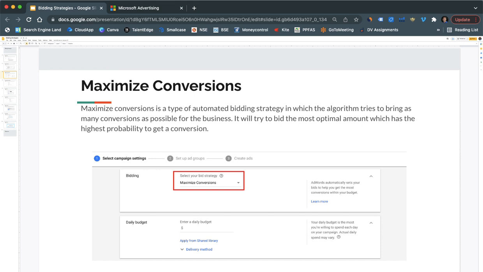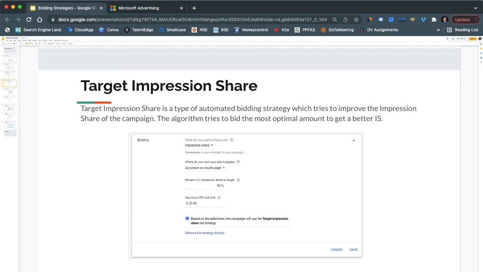In the same manner, there is another bidding strategy which is Maximize Conversions. Now, this bidding strategy's focus is on conversions. So in this, the programming code tries to run the ads in such a manner that it tries to increase the probability to get a sale or a conversion. So it will look at the favorable situations where the chances to win the auction and to get a conversion is very high. And in that manner, it will try to get as many conversions as possible within the specified budget for the campaign.